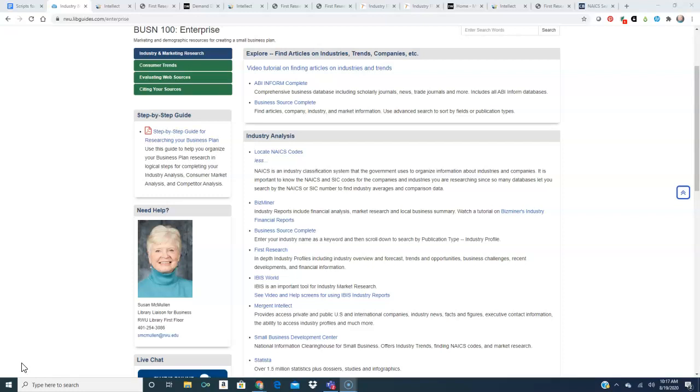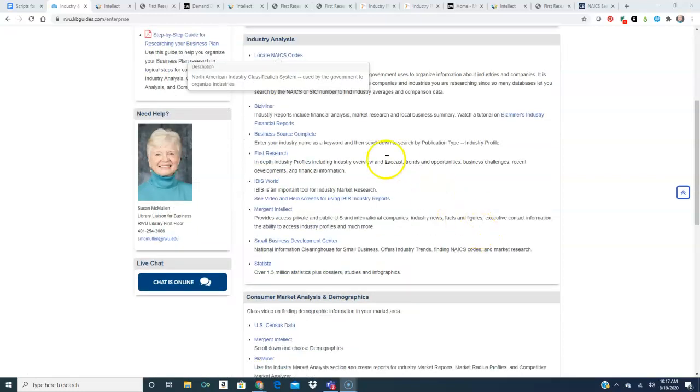You can find it at this NAICS website, or you'll find it when we look at some of these other business databases for your industry. Let's start by looking at three of the main databases for finding industry information from the library. The most basic and easiest to use is First Research. You can connect to it from here or under Merchant Intellect because it is a product of Merchant.